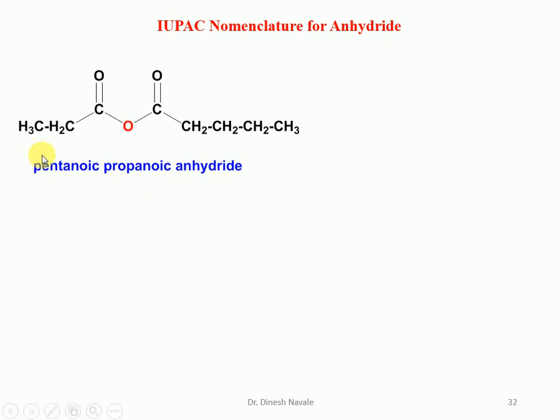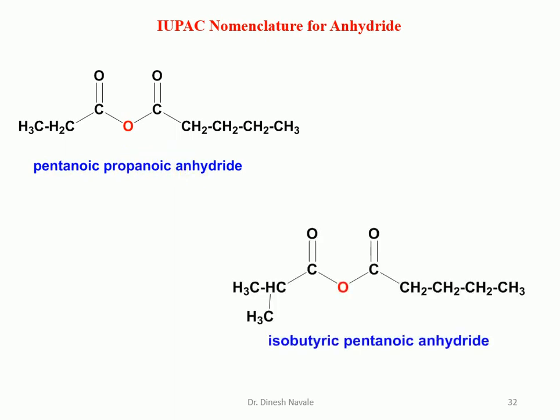This is again an anhydride molecule. One side there is 1 carbon, 2, 3, so it is a propanoic group. Another side it is 1, 2, 3, 4, 5, 5 carbon atoms, so it is a pentanoic. So we have to choose the longest chain first. So it is going to become what? Pentanoic propanoic anhydride.